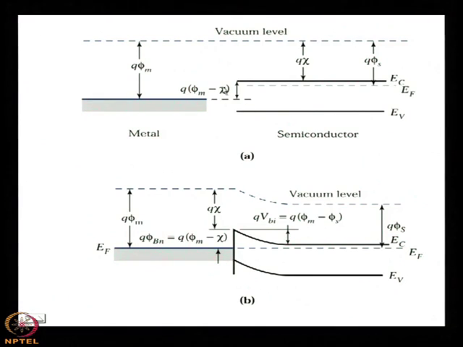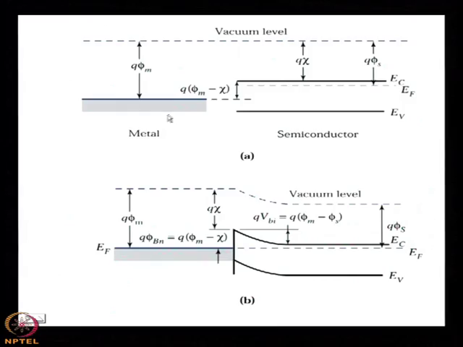Now, this is the n type semiconductor. In this n type semiconductor, you see that this is the conduction band edge, this is the valence band edge, and this is the Fermi level, the dotted line. As usual, the energy required to excite an electron from the Fermi level to the vacuum level is phi s, or the semiconductor work function.